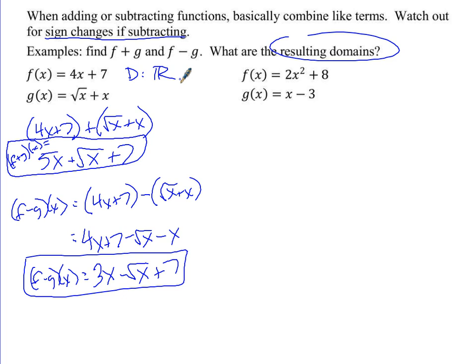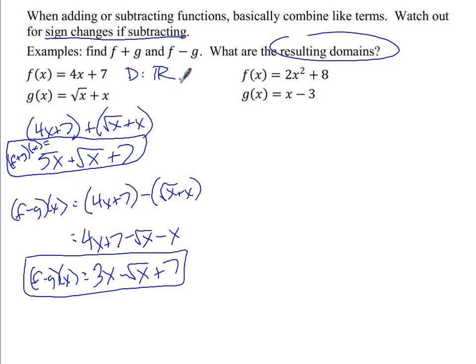If I were to graph that, I'd get a line. It goes on forever in both directions. The domain is all real numbers. What about g of x? Is there any number that I can't plug in and get an actual answer for? If I plug in 0, I get the square root of 0, which is 0. 0 plus 0 is 0. So that's a real number.